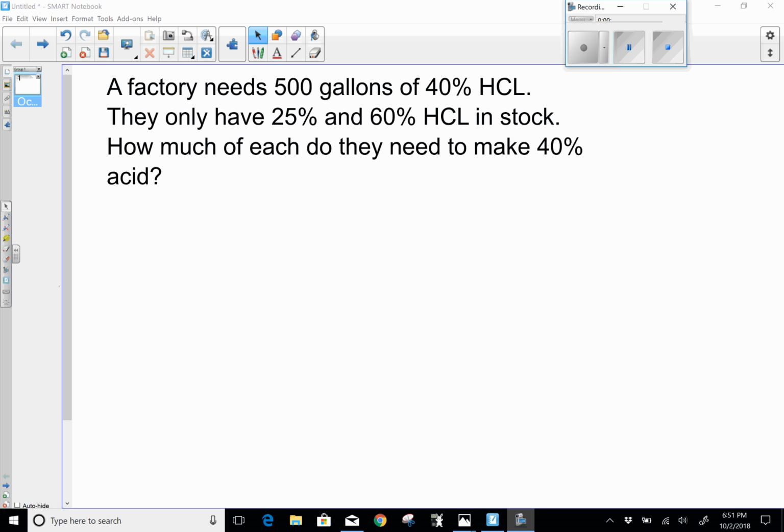All right, so we're going to do one problem at a time. A factory needs 500 gallons of 40% HCl. They only have 25% and 60% HCl in stock. How much of each do they need to make 40% acid?